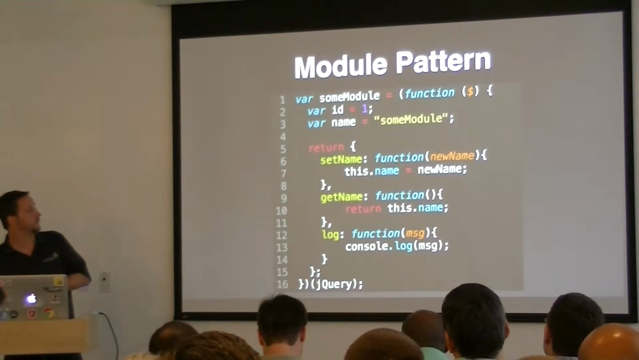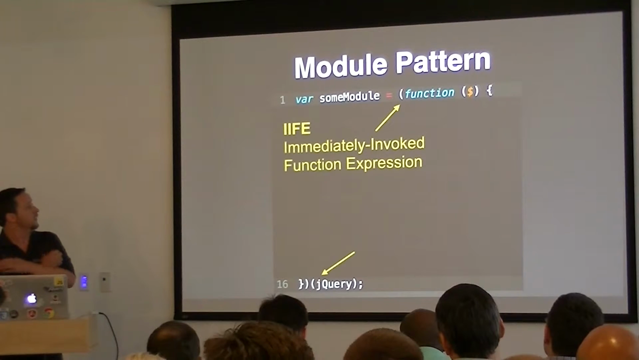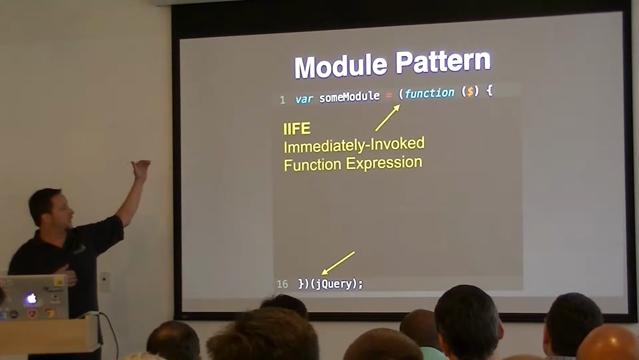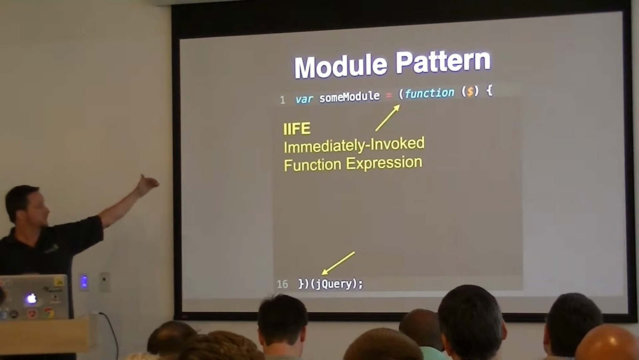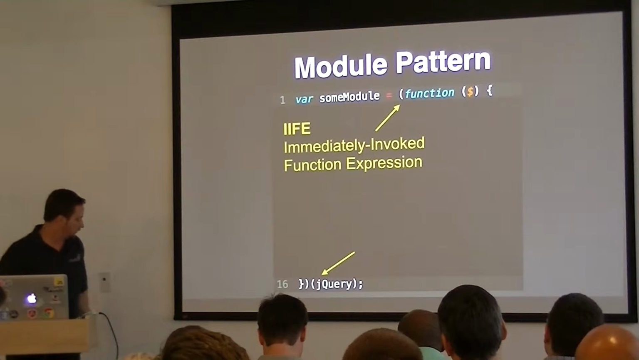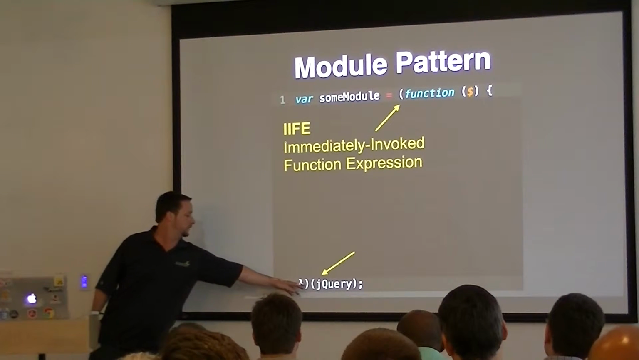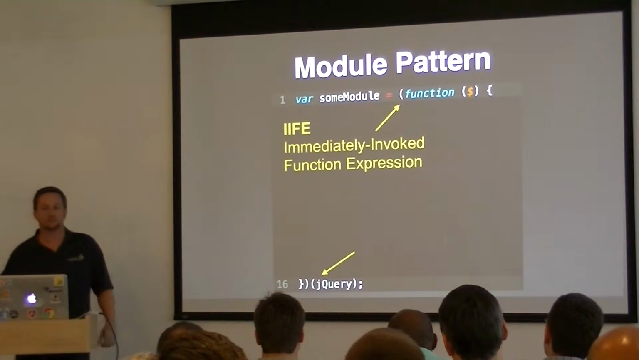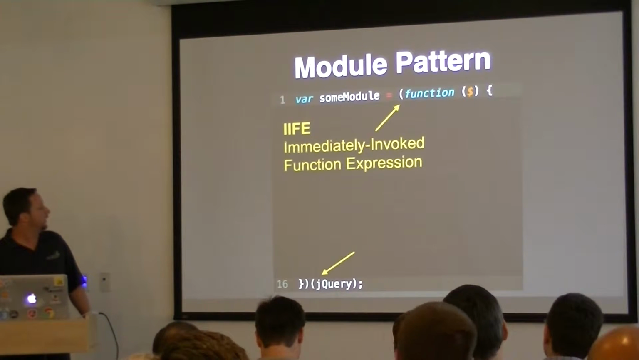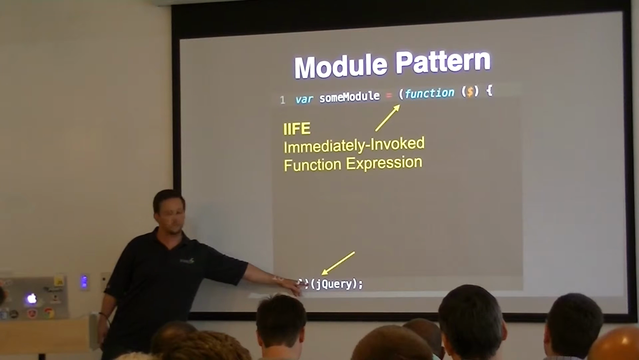Let's look at the module pattern. One key difference is that instead of creating an object, the module pattern creates an IIFE, an immediately invoked function expression. So the first parentheses to the left of the function, and then the parentheses at the end wrap the function so that it's immediately invoked, and then we call the function here at the bottom.